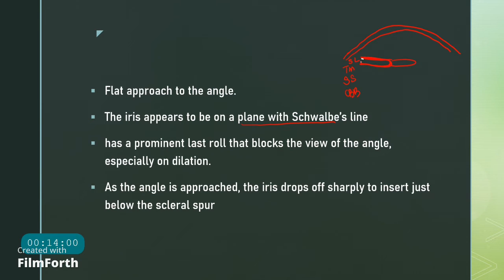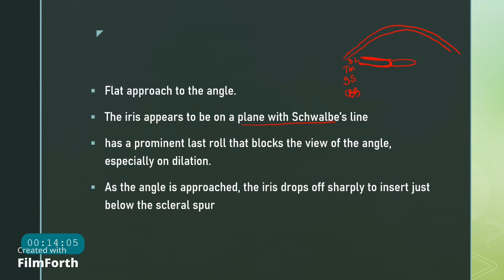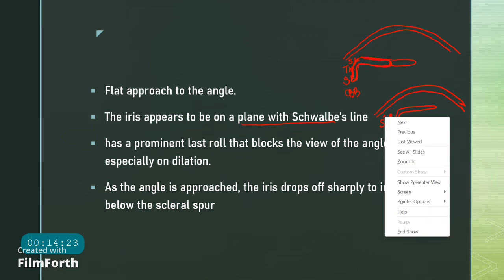At this point, as it is approaching the angle, the iris is going to sharply drop downward and insert here like this. So this is how the plateau iris is like. Normally it will be like this and then gets inserted on the scleral spur. So definitely it is open, definitely it is not really a closed angle. You do have some space for the aqueous to flow.